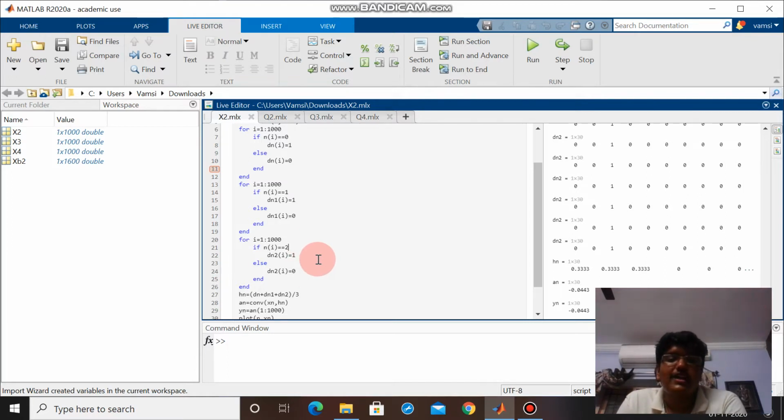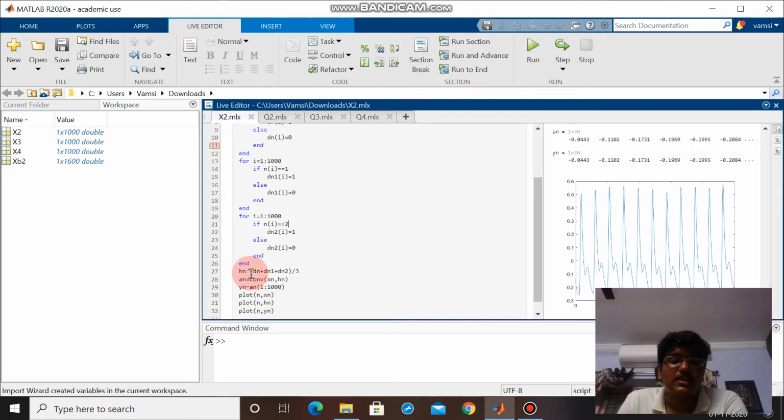Once we have stored the values of dn, dn1 and dn2, we can obtain the impulse response by the following equation. We know that the input-output relation of the first system is y of n equal to x of n plus x of n minus 1 plus x of n minus 2, divided by 3. So for h of n, the impulse response, it will be delta of n plus delta of n minus 1 plus delta of n minus 2, upon 3. That is the equation I have written here.